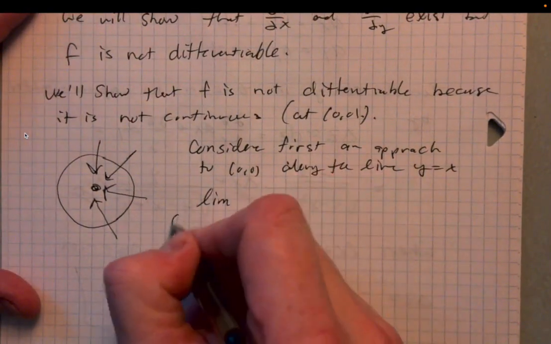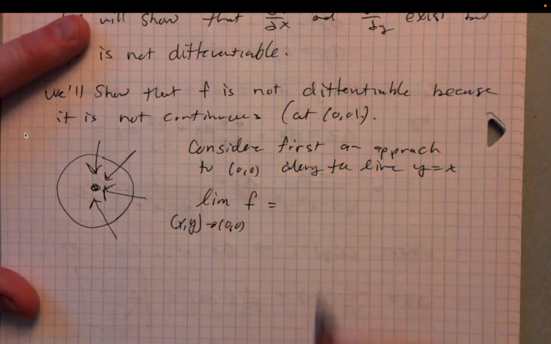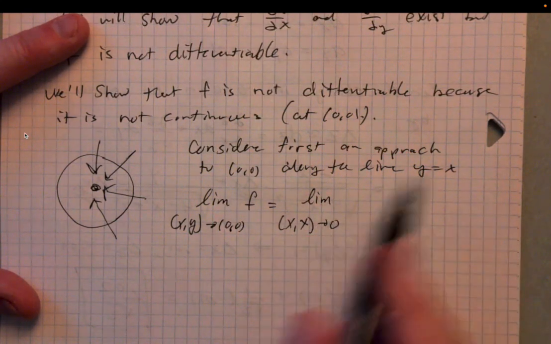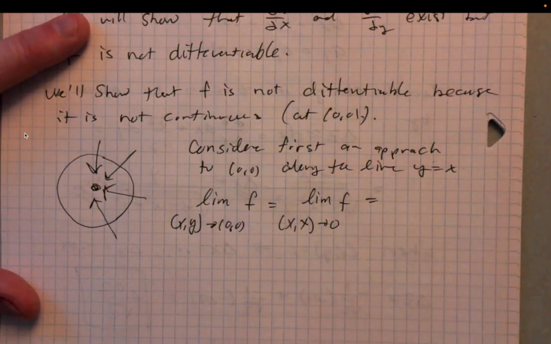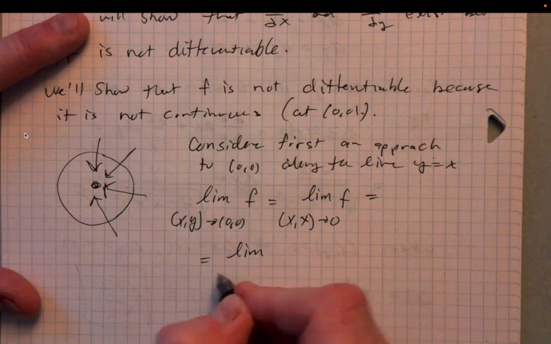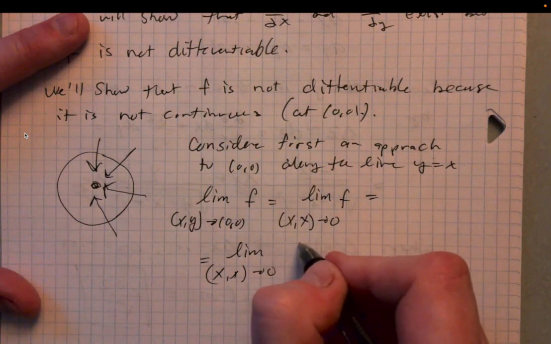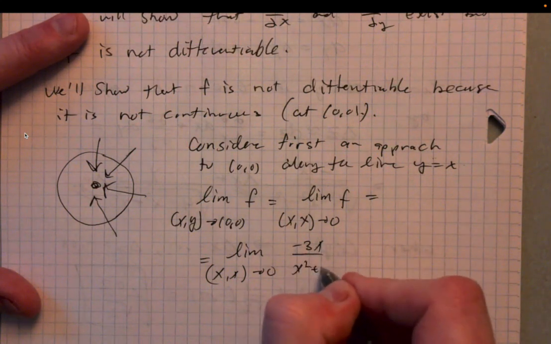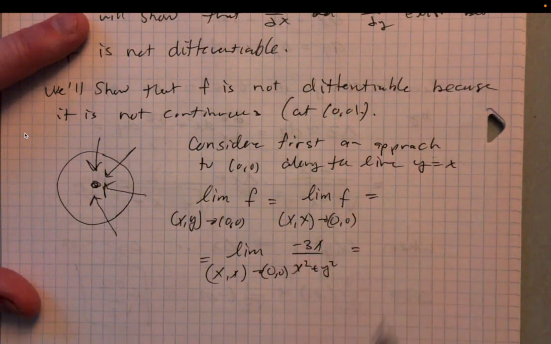Well, the limit as x, y approaches 0, 0 of the function will be equal to the limit as x, x approaches 0, because remember, y is equal to x. That's the line I'm on. I'm approaching on that line. Okay, now what does that give me? Well, let's plug in the function. So this is the limit as x, x approaches 0, 0 of negative 3x over x squared plus y squared.